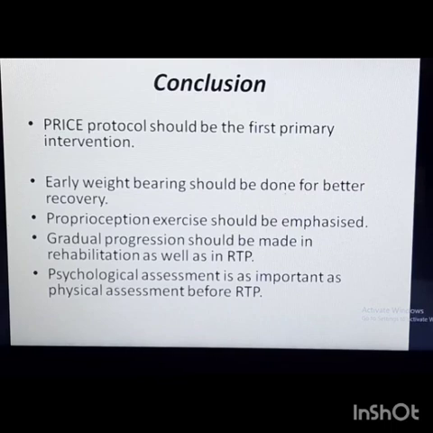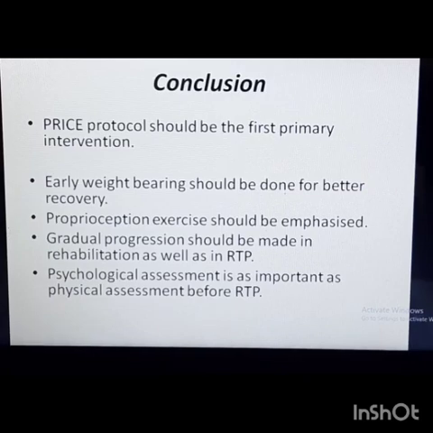Early weight bearing should be done for better recovery. When the pain permits, immediately start off with weight bearing activities as soon as the pain permits. Proprioception exercises should be emphasized. It's very important, because proprioception is the thing which is lost following ankle injury, following the ligament injury, and this should be given importance.